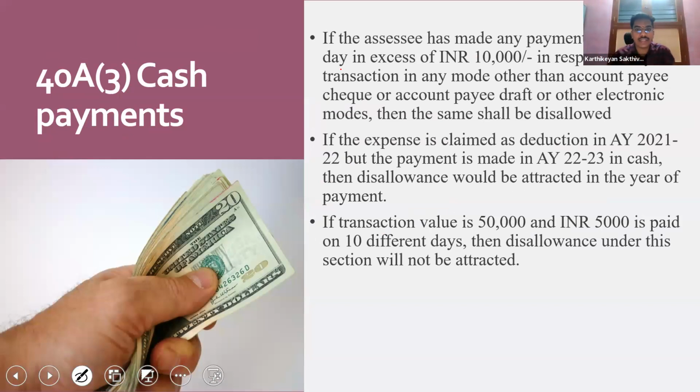Next is 40A(3). 40A(3) was introduced with a view to discourage cash payments, and that is the reason the section was introduced. If the assessee makes any payment in excess of 10,000 in cash, right? The wording says 'in any mode other than account payee cheque, account payee draft, or other electronic modes as may be prescribed'.